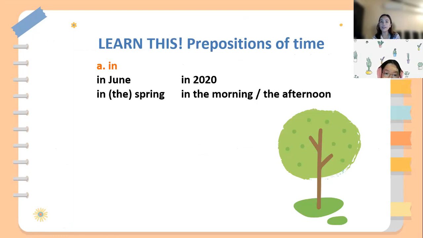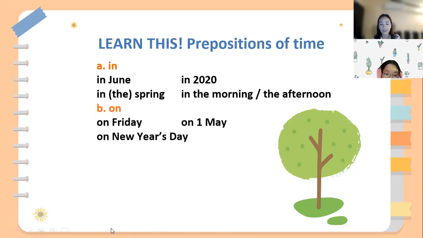Okay, let's learn this. In June, it's a preposition. It's preposition time. In June, in the spring, in 2020, in the morning, in the afternoon. Are you ready? Yes. On. Can you read it? On Friday, on 1 May, on New Year's Day.